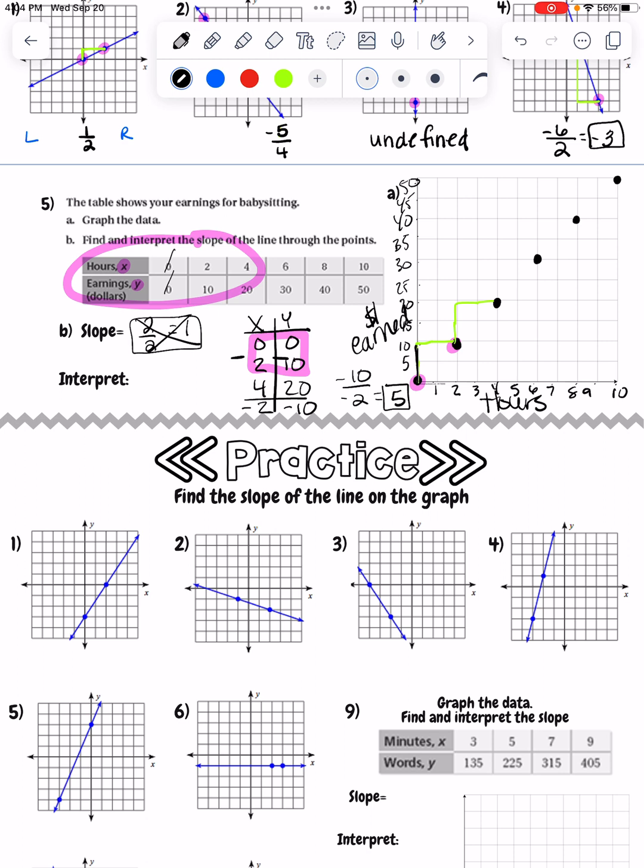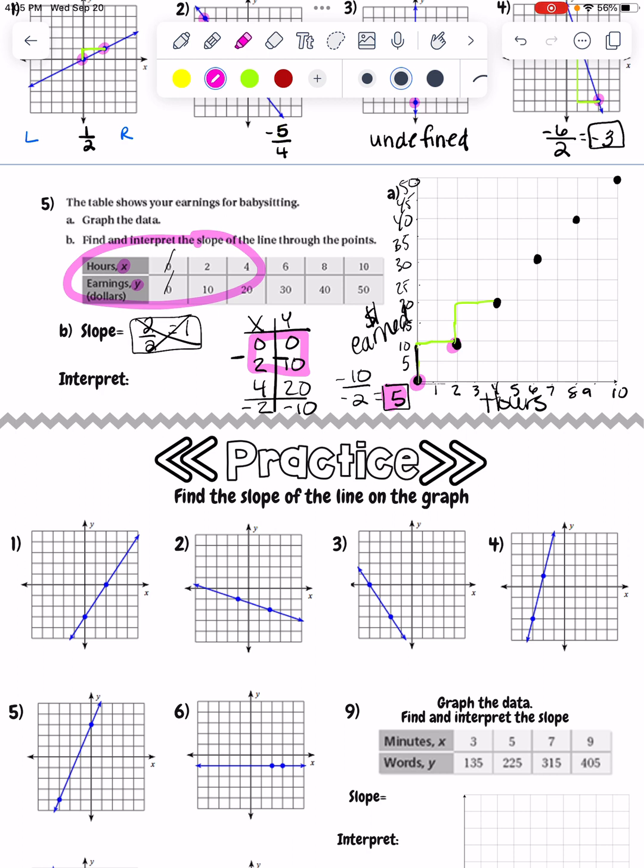When we interpret this graph, what we mean by that is now we interpret the information. You could look at it and say, every 2 hours, I made $10. Which then ultimately would mean I make $5 per hour, which so happens matches your slope that you have here. So every hour worked, I make $5 babysitting.